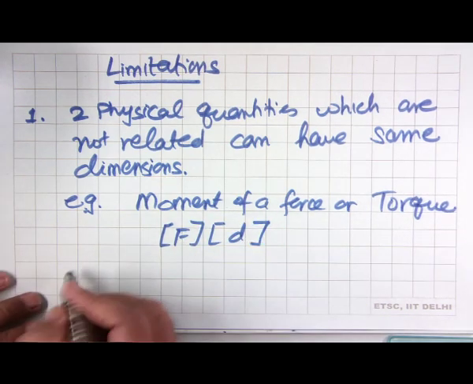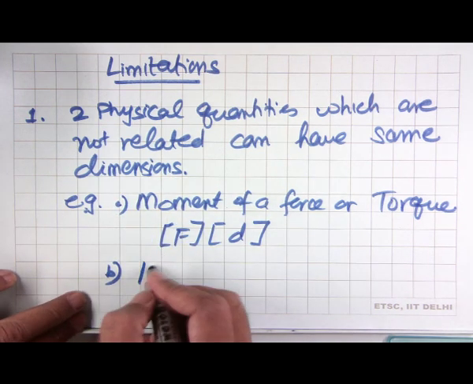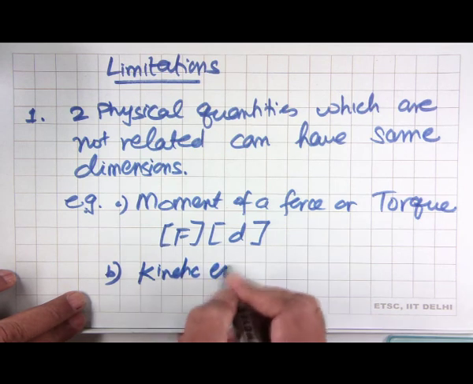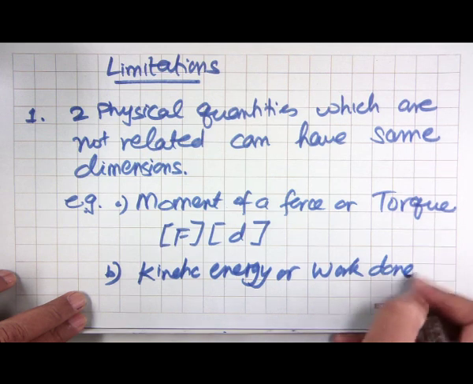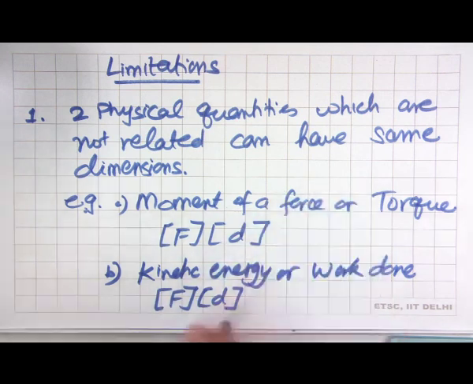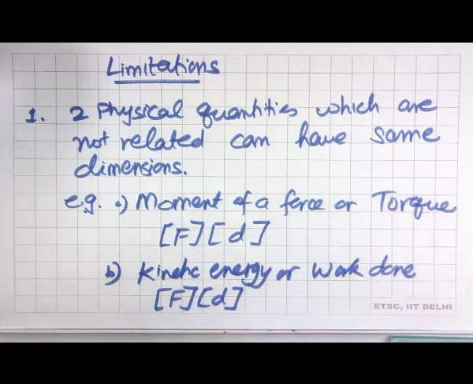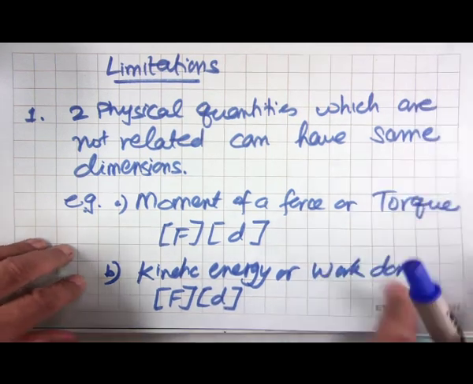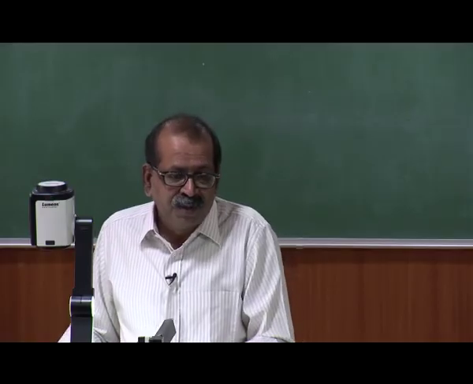And when we look at, so this is quantity A, the second quantity which we look at is, let us say, the kinetic energy or work done. These also have the same dimensions as force times distance, whereas these two quantities physically are very different. One gives us the turning effect of the force, the other gives us the energy or the work done. But if we use dimensional analysis, it will treat both of these quantities as same.